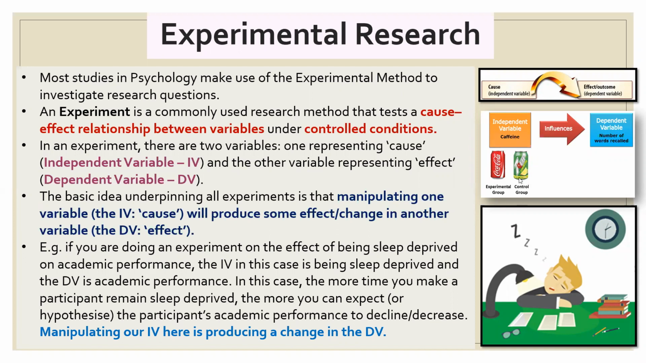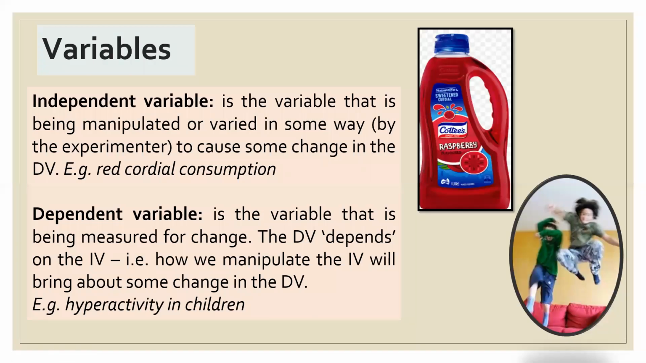And so what we would assume here is that the more Coca-Cola I give to a person, the better their number of words recalled might be, because more Coca-Cola means more caffeine, whereas the lemon drink doesn't have caffeine. We'll talk about what a control group is very soon, but a control group is always used to measure the actual effect of the IV and the actual performance of the experimental group. So we'll talk about that in a little bit.